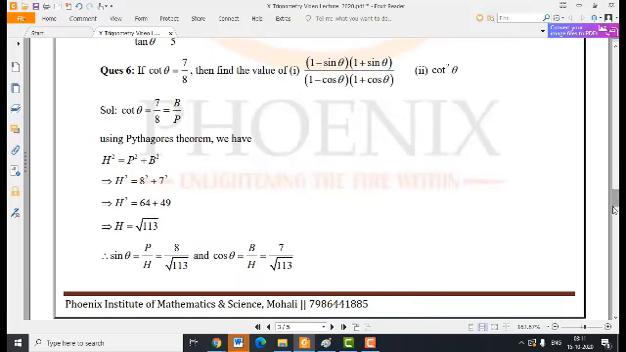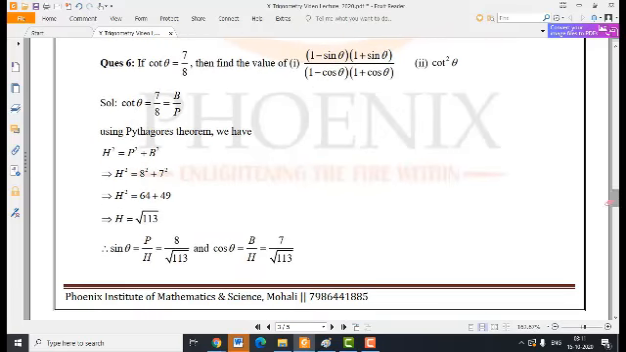Now let us apply the whole concept that we have studied to find the values of given expressions. In the given question, if cot theta is equal to 7 by 8, find the value of 1 minus sin theta into 1 plus sin theta whole upon 1 minus cos theta into 1 plus cos theta. And the second part is to find the value of cot square theta. So apply the same trick and method. Cot theta equals 7 upon 8. Cot theta is base upon perpendicular. So comparing the two expressions, b is equal to 7 and p is equal to 8.